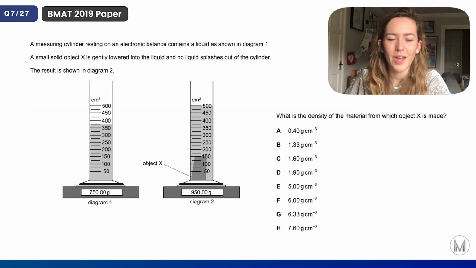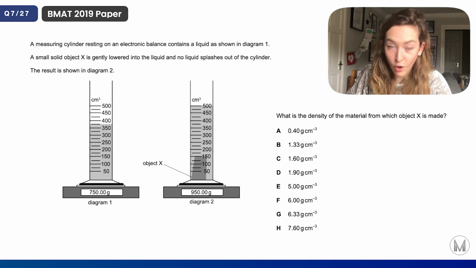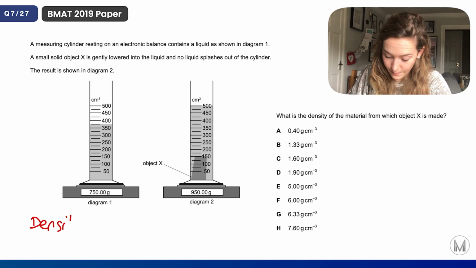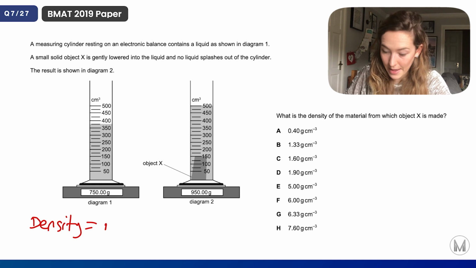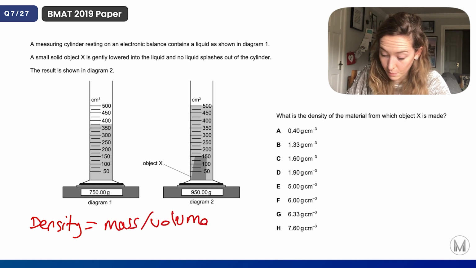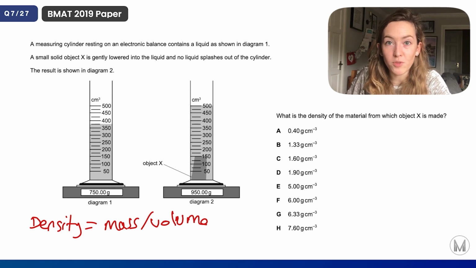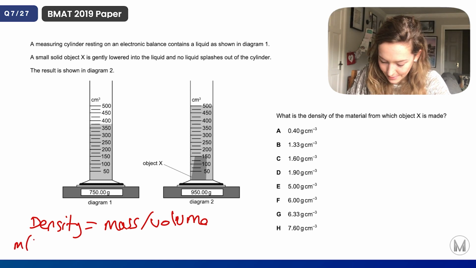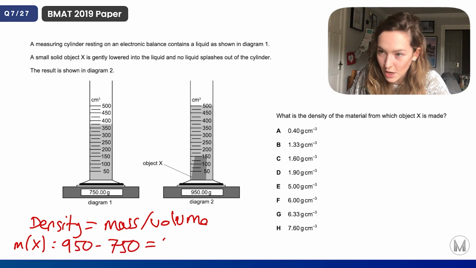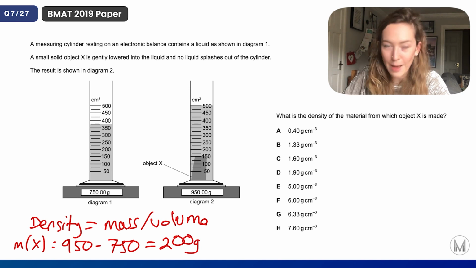Question 7. A key thing to remember is that our formula for density is going to be the mass of an object divided by its volume. So let's find those pieces of information. So we can calculate the mass of object X by, of course, subtracting our values on the mass balance. So our mass of X will be our 950 minus 750 grams. So our mass is 200 grams.